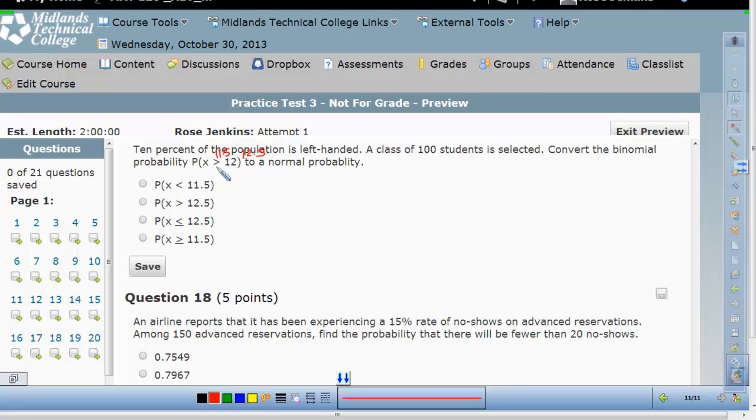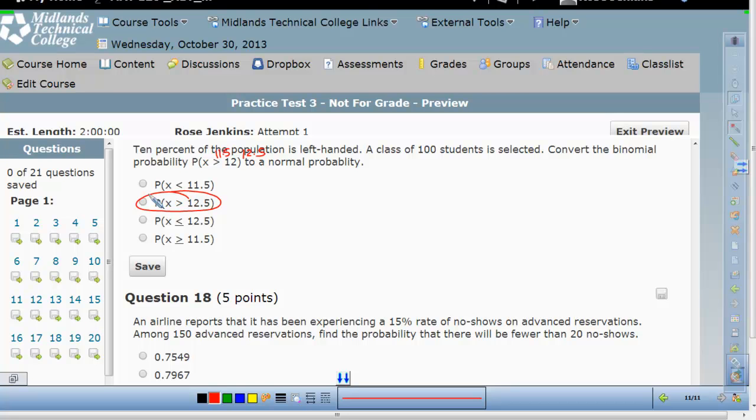Okay? So in the normal, we're going to say 11.5 to 12.5 is the interval that represents 12. However, I don't want 12 to be included, because here it is strictly greater than 12. So that means I'm going to exclude this interval, but go beyond it. All right? So for a normal distribution, I would say probability that x is greater than 12.5.